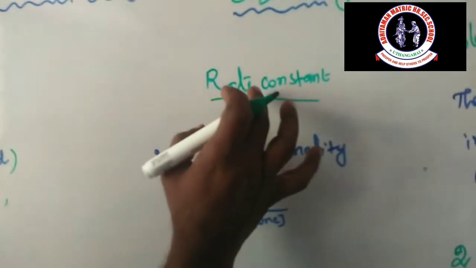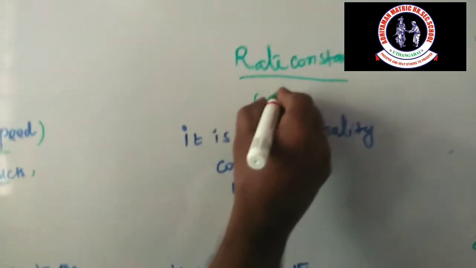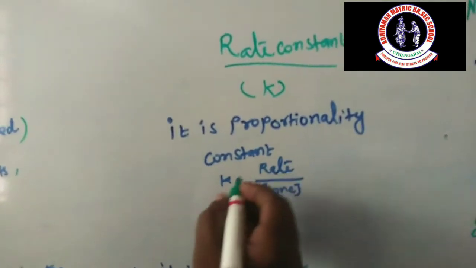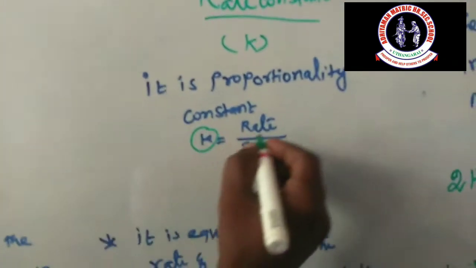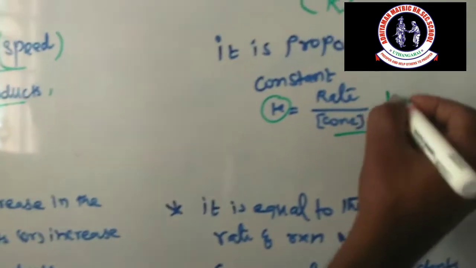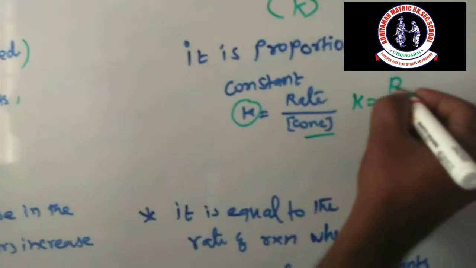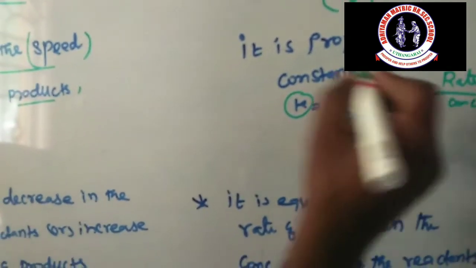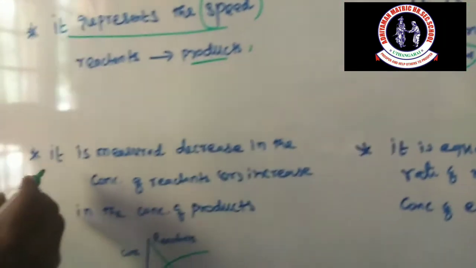Next, rate constant. Rate constant is shortly denoted by K. It is a proportionality constant. Here K is equal to rate by concentration.